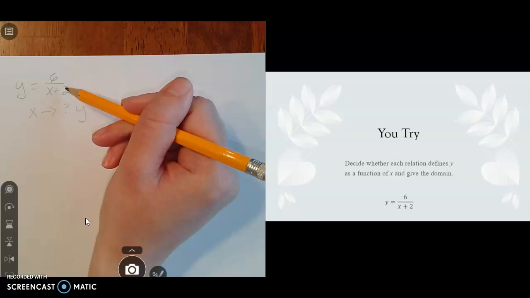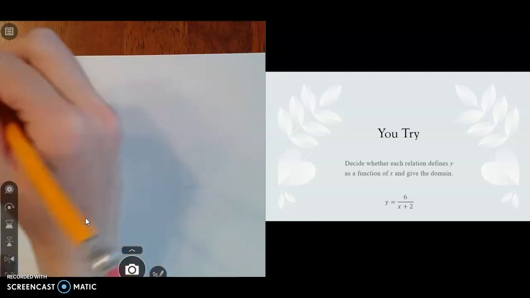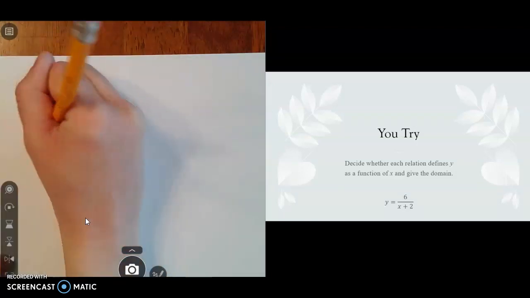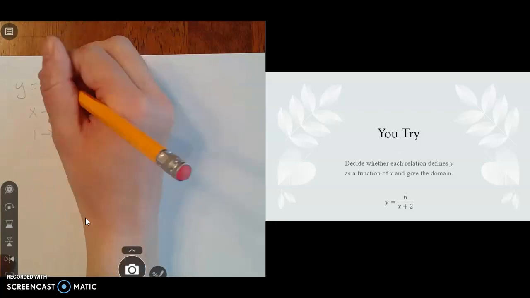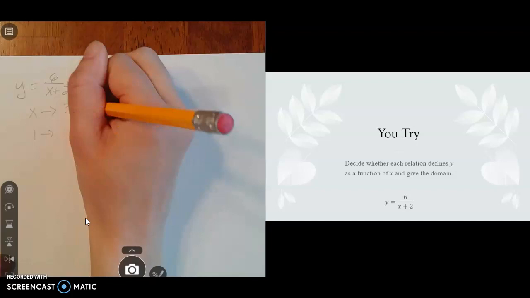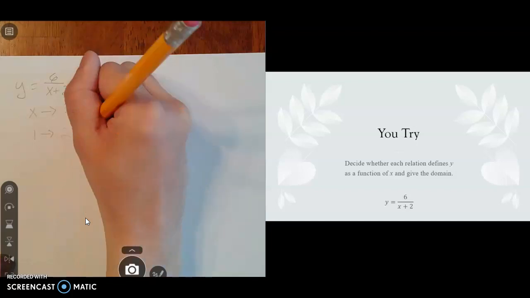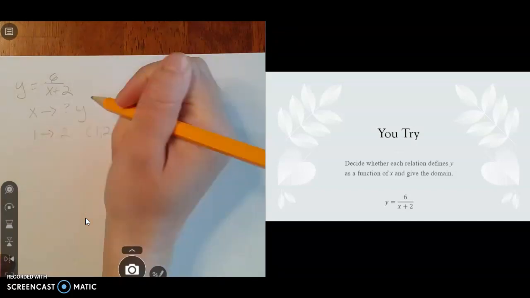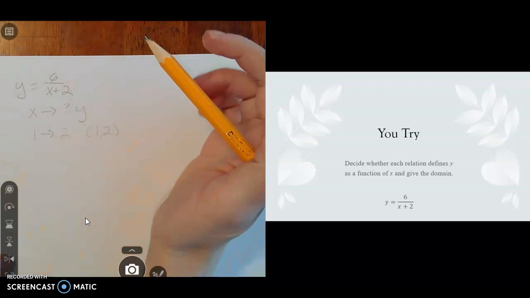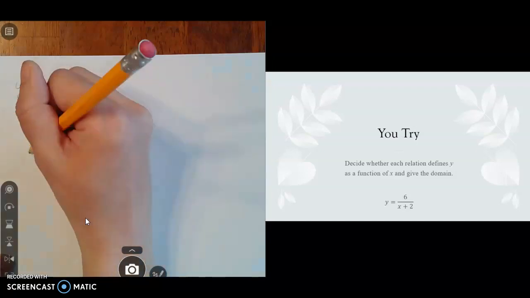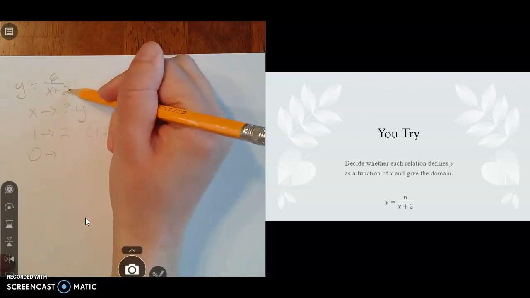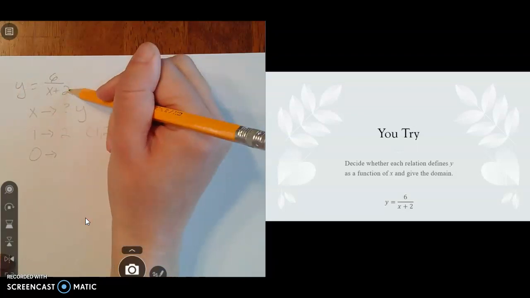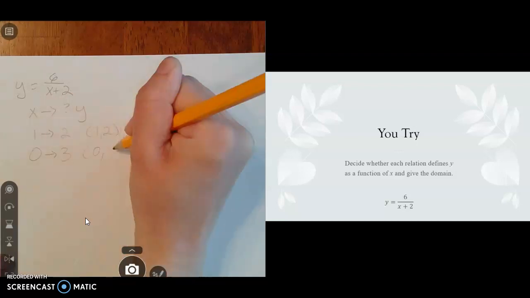And if it helps to do some concrete examples, let's say that x is 1. Well, then you would do 1 plus 2, which would be 3. You would do 6 divided by the 3 that you just got and get 2. So you'd have the point (1, 2). All right, let's try one more just to make sure that we're good. What about if x is 0? Because zeros can be fun, right? Well, then you would do 0 plus 2, which would be 2. And then you do 6 divided by 2, which would be 3. So you'd have the point (0, 3).